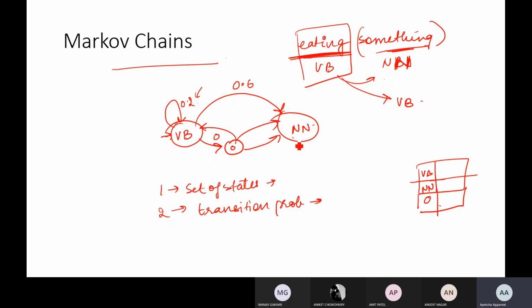Similarly, this is noun. So for noun, because noun is there in my corpus, in the whole data set, set of sentences, what are the chances that the next word is other? What are the chances that the next word is a verb? And what are the chances that the next word is a noun itself? Okay, so I need to calculate the probability of that. So this is a transition graph where we have a set of states, number one, and a set of transition probabilities. Okay, now up till here, was anything not clear? So we can discuss this again.